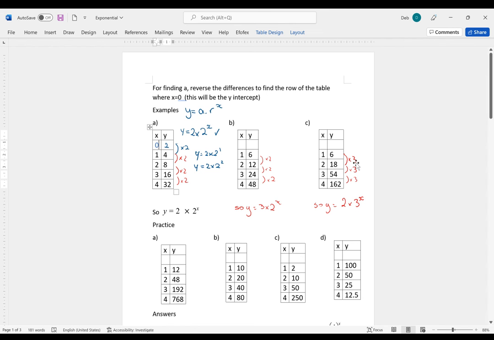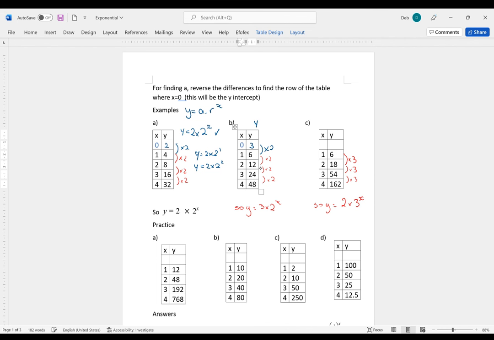Let's try the last one, which is a little bit different, we'll try this part B. You can see here that it's times by 2, times by 2, times by 2. So what we need to do is work out the one that's missing here. It's 0, which is essentially the y-intercept. So if it's times by 2, the way that we work back is to divide by 2. Dividing by 2 gives me 3.